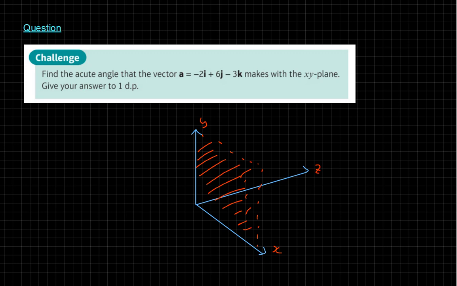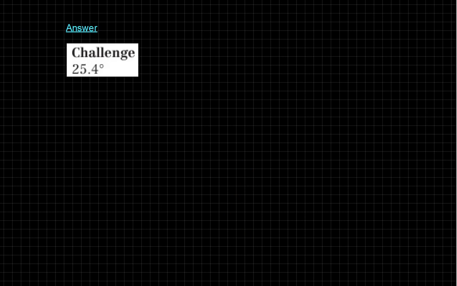Remember, whenever you've got a vector, you can just think of it as a triangle almost, with reference to whatever it is you're interested in. So try and make a triangle out of this vector leaning against this xy plane and see if you can find what that acute angle would be. So give that a go. When you're ready, pause the video now. And that would be your answer, 25.4 degrees.